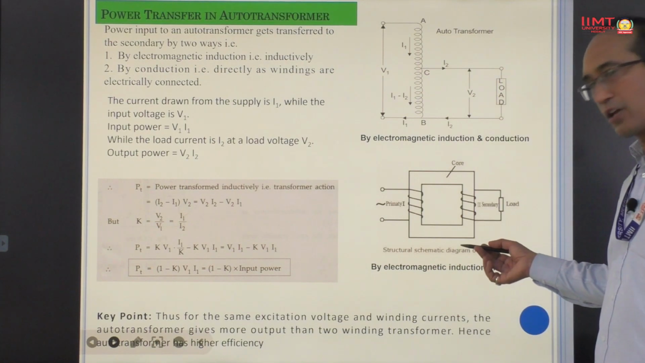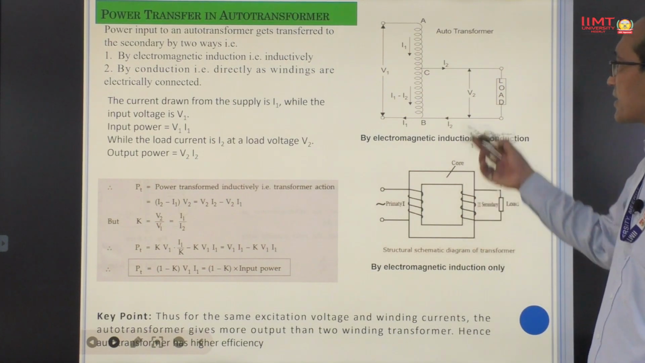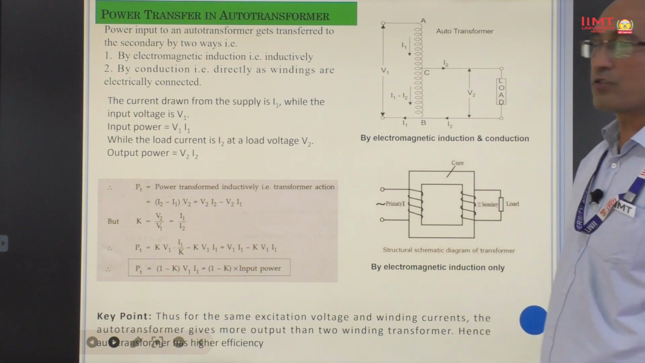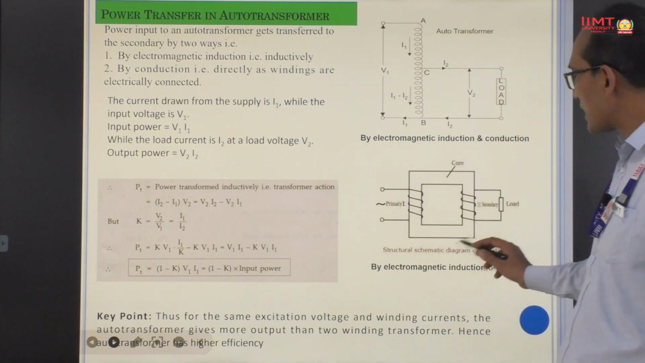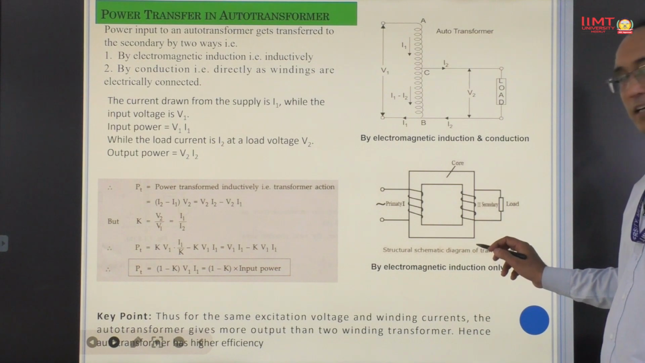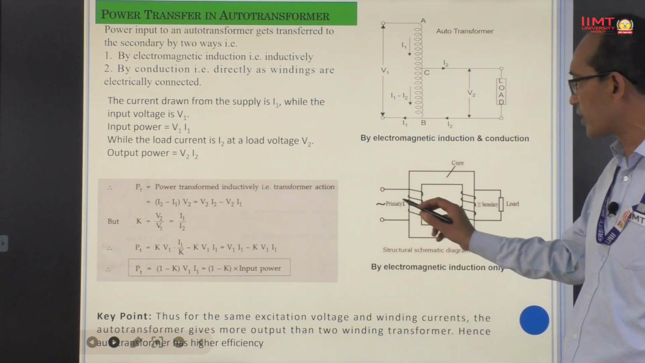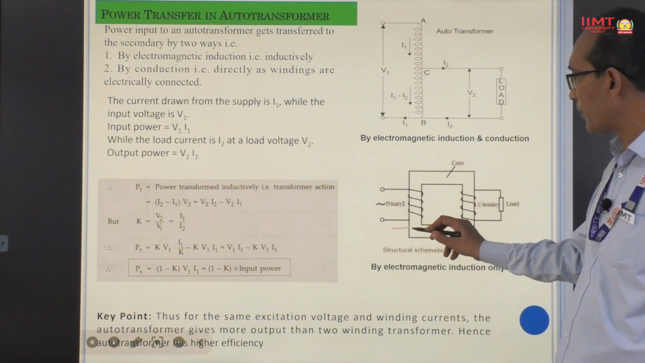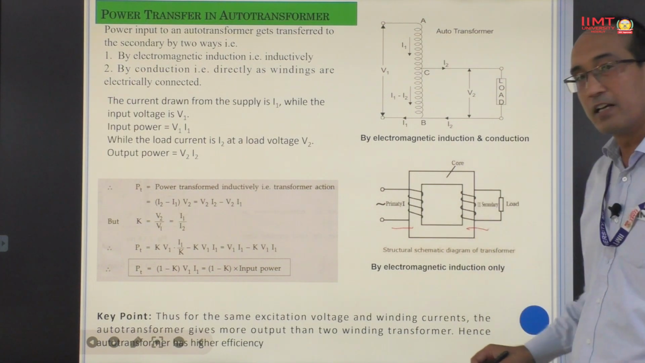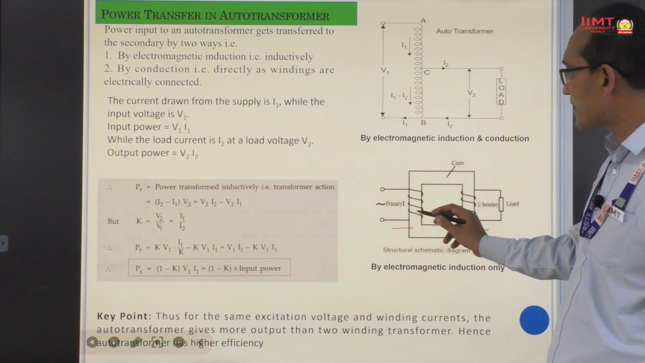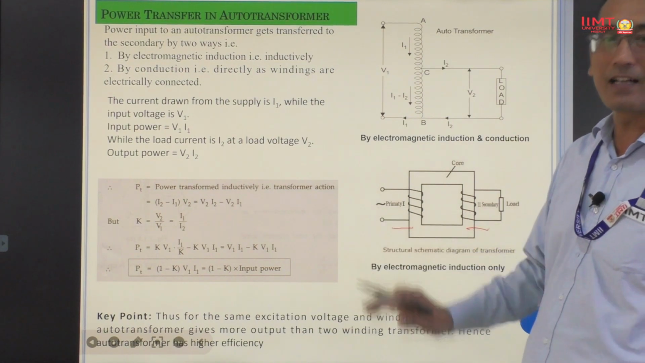I have taken the case of a two winding transformer here, and this is the case of a single phase auto transformer. In the single phase two winding transformer, or the conventional transformer, we basically have two windings here, one on the primary side and the second on the secondary side, and these windings are not electrically connected.